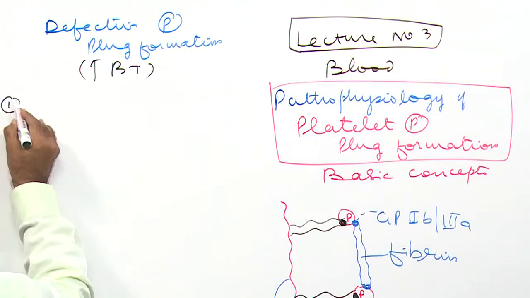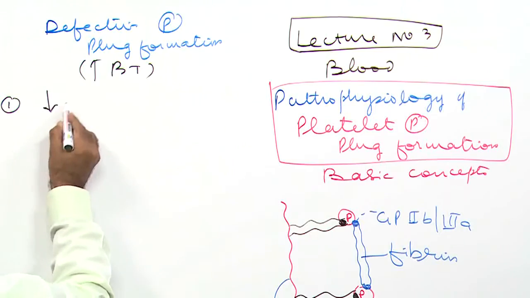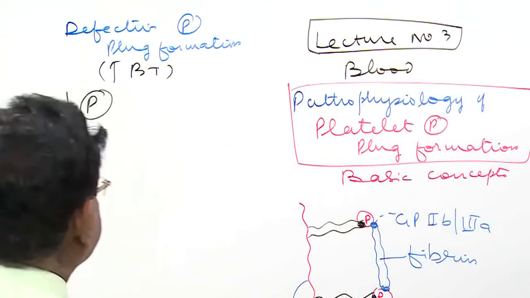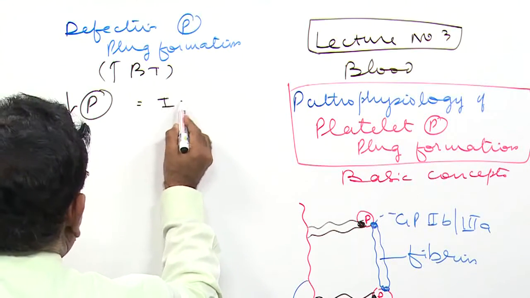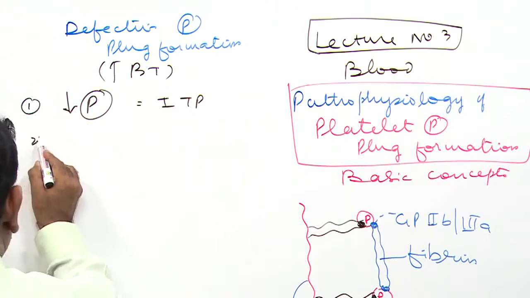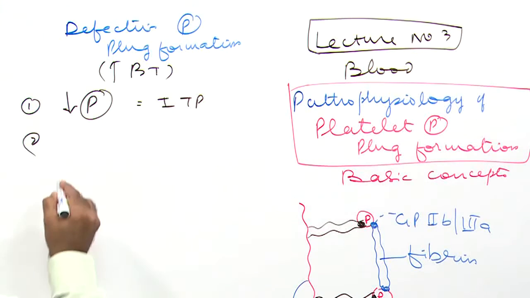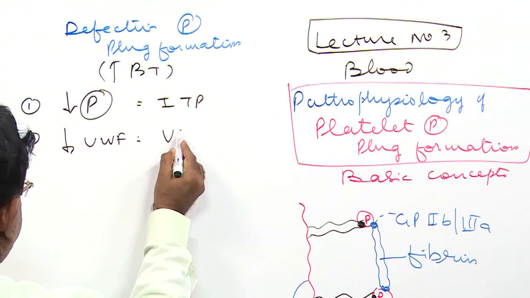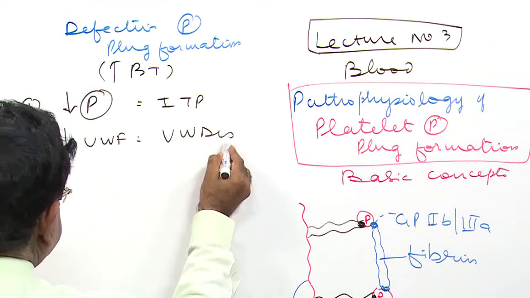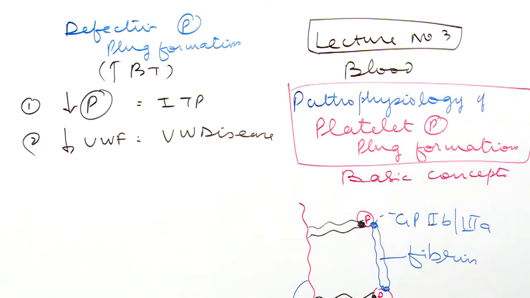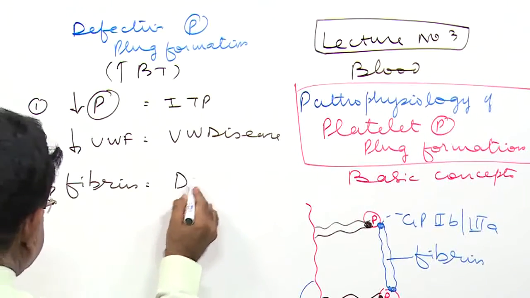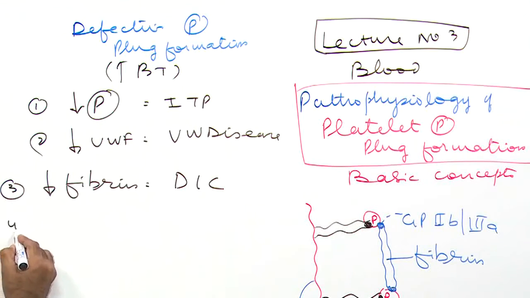So number 1, reduced platelet count, so-called thrombocytopenia, classically occurs in ITP. Number 2, reduced von Willebrand factor in von Willebrand disease. Third, reduced fibrin level in DIC.